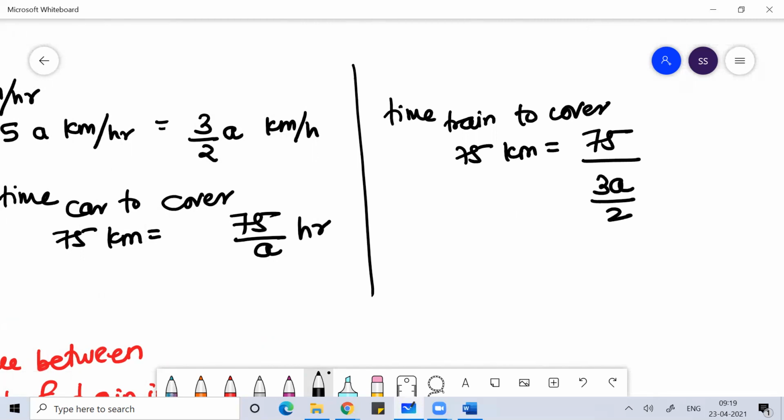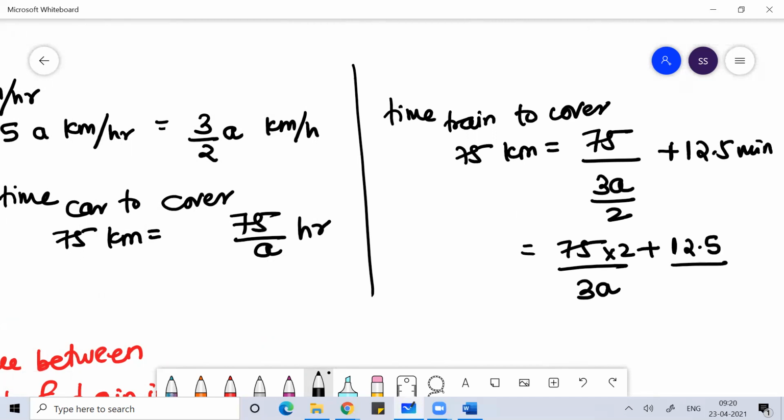And how much time is the train taking? This much time, but in between the train has stopped for 12.5 minutes at one of the stations. So you can write this as 75 by 3A by 2 plus 12.5 minutes. Everything is in time. If you observe, I'm taking hours, so I can convert this into hours. So now I can solve this.